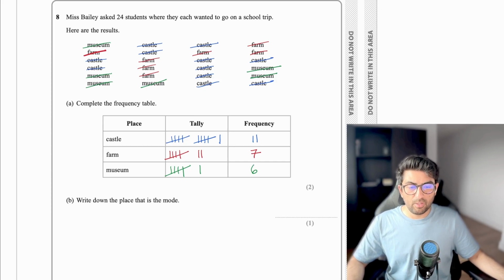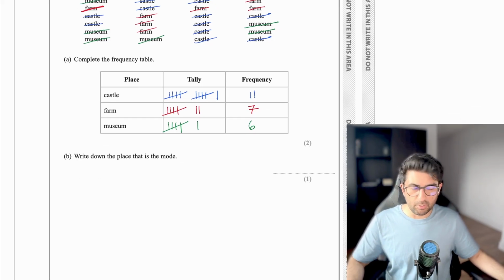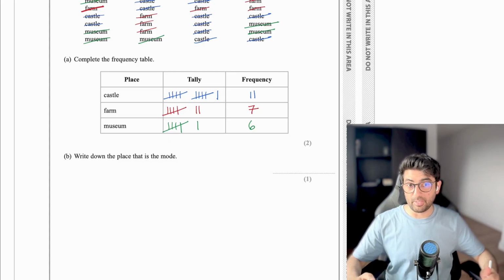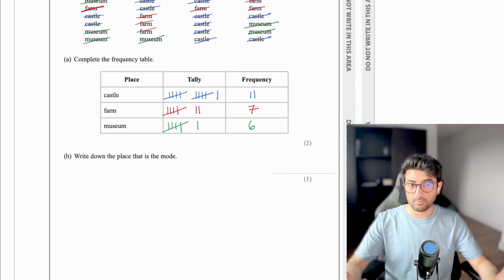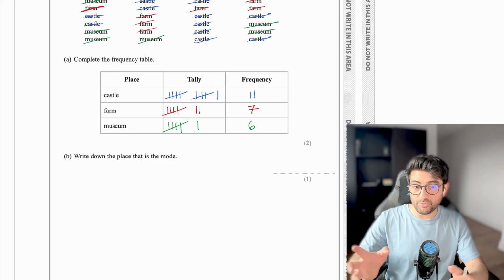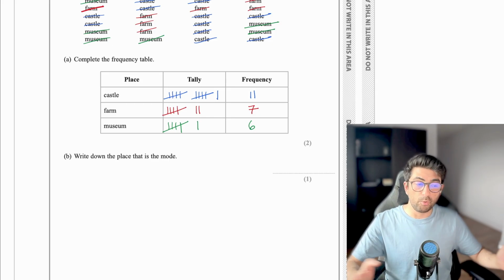Simple. Okay. Write down the place that is the mode. So mode is the one which is the most. In this case, the place which is the most chosen. So the mode in this question is the castle, because the castle is chosen 11 times. In this case, it wants us to write down the place, not the number. So we don't write down the 11, we write down the word castle.